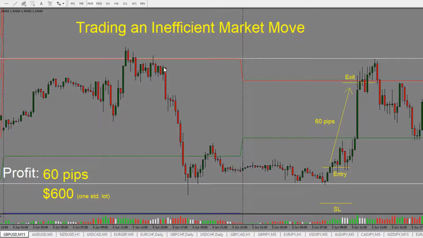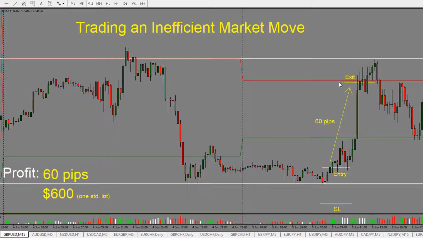We can also put it right at the top here, so we just have to be careful. It's better to just put the exit target before price gets all the way into where the move started from. But in this case, it goes all the way, even slightly higher, and goes into the next support and resistance level. So it's best to exit it right here. From entry to exit, we get 60 pips in our trade.